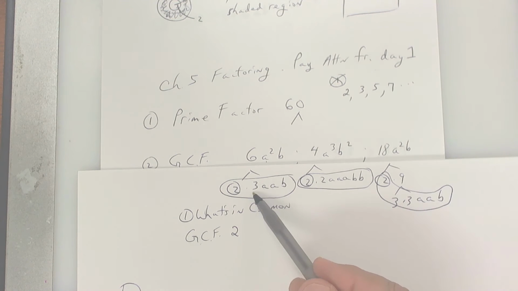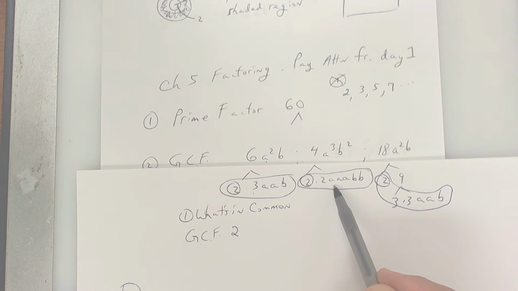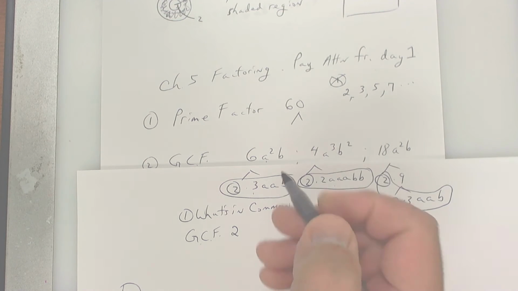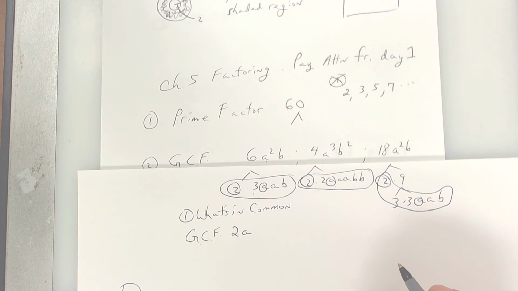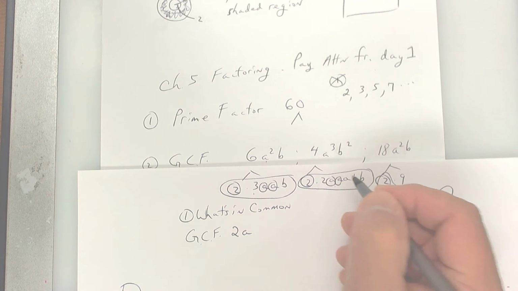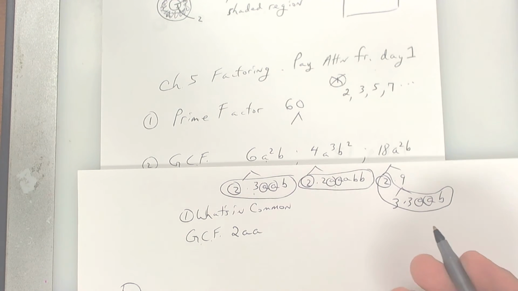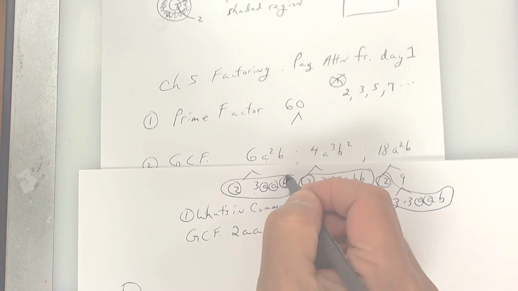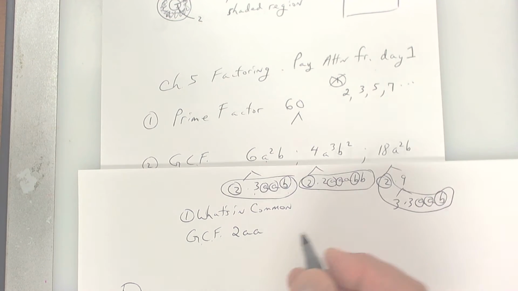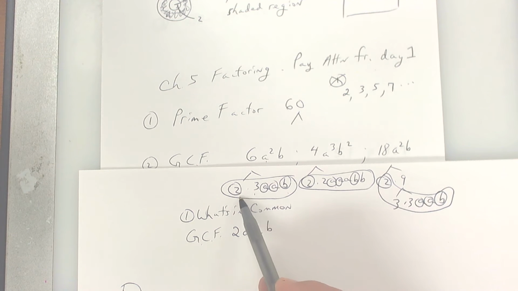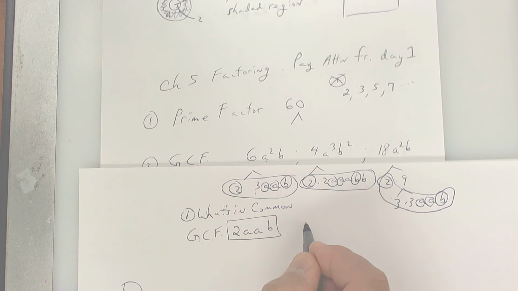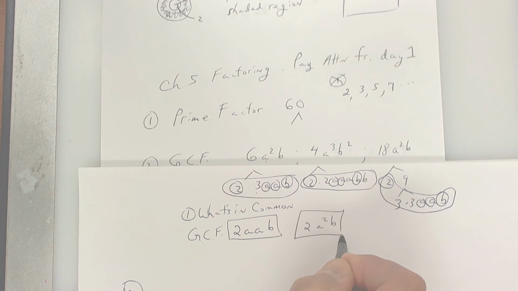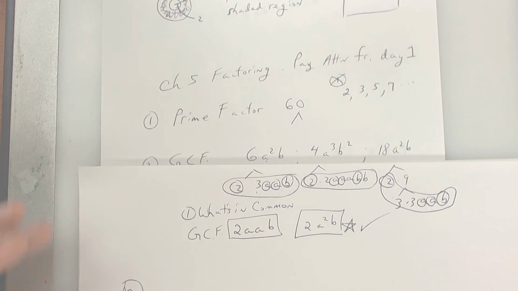This one has a 3, this one doesn't have a 3. You can't use 3 unless they all have it. This one's got an A, this one's got an A, this one has an A, so take an A out. This one has an A, this one has an A, this one has an A, take another A out. This one has a B, this one has a B, this one has a B, take a B out. Now, there's nothing else in common. They all have to have it. So your greatest common factor is 2A squared B, and that's called the greatest common factor. Make sure you know that.